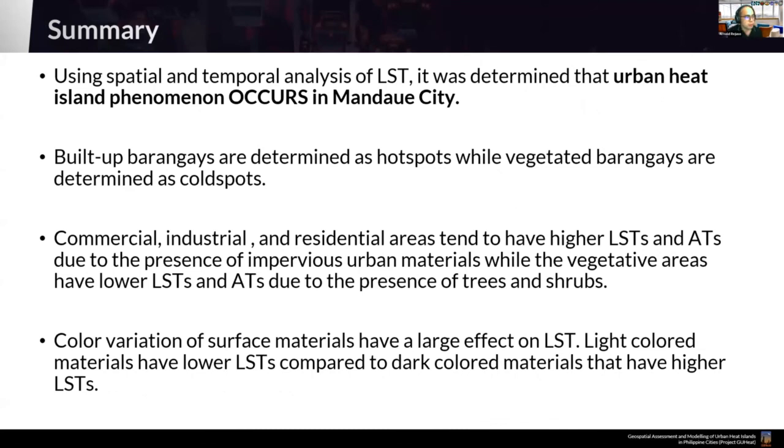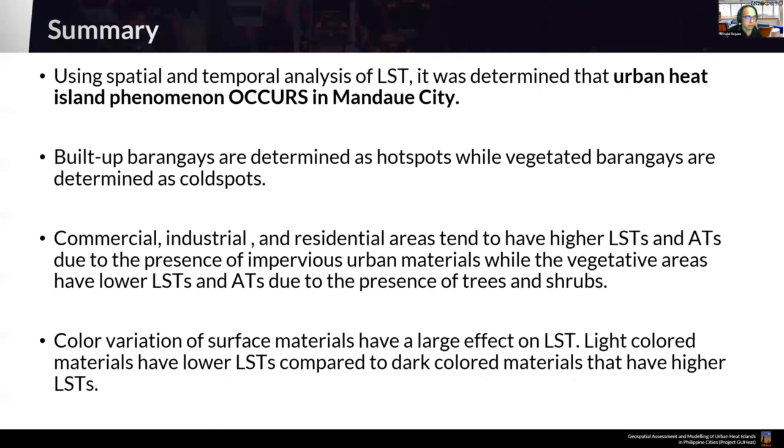First, using spatial and temporal analysis of LST, it was determined that the urban heat island phenomenon occurs in Mandaue City. Built-up barangays are determined as hotspots, while vegetated barangays are determined as cold spots. Commercial, industrial, and residential areas tend to have higher LSTs and ATs due to the presence of impervious urban materials, while the vegetative areas have lower LSTs and ATs due to the presence of trees and shrubs.